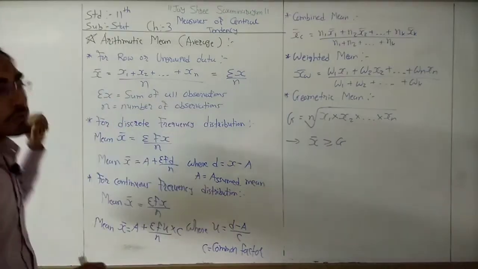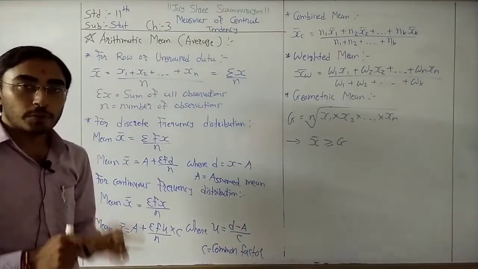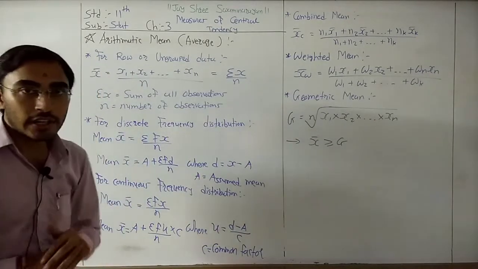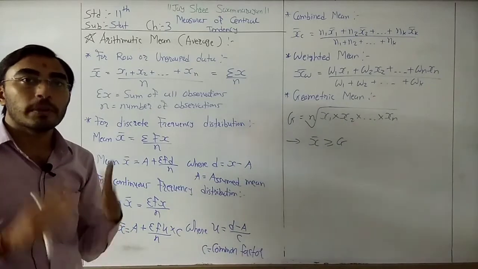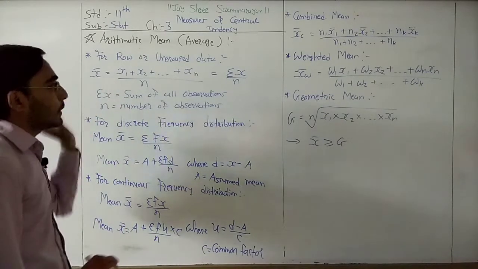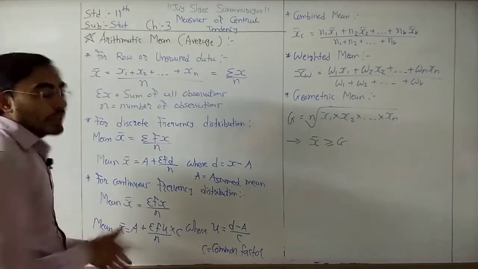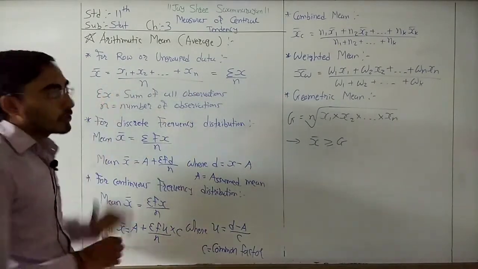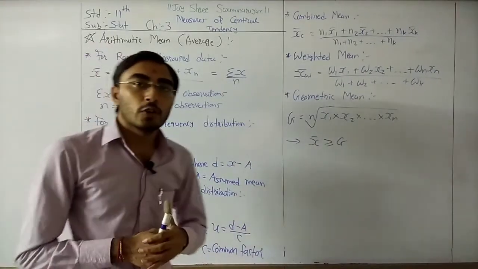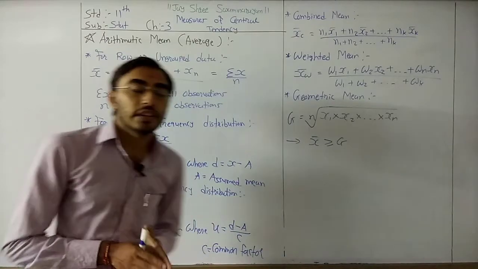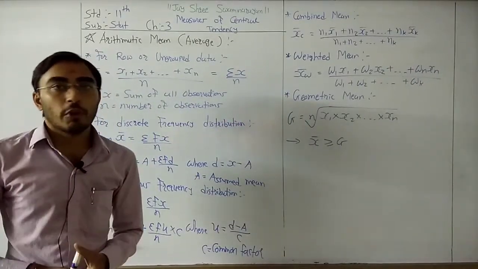Okay, so first type of data is raw or ungrouped data. Ungrouped data is also called raw data. So for raw or ungrouped data, what is the formula of mean? Mean x bar is equal to x1 plus x2 up to xn divided by total n. This formula we already learned in standard 7 and 8, right? That means sum of all the observations divided by total number of observations.